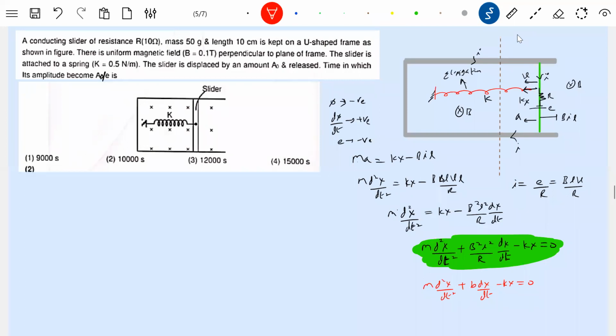So if that is the case, then the expression is A equal to A naught e to the power of minus bt by 2m. In place of b, what we have is b equal to B²L²/R. Now calculate the time. It is bringing a damping effect and EMI, induced EMF.